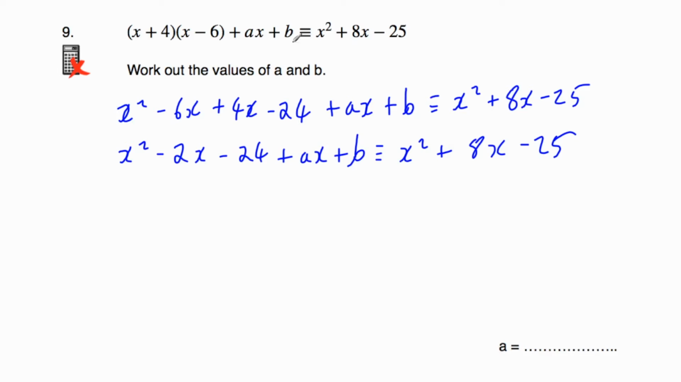So we've expanded our left-hand side and simplified it. Now let's equate our coefficients. I'm not going to bother with x squareds because we've got x squared on the left-hand side and x squared on the right-hand side, and the coefficients are 1 and 1, and 1 equals 1. Fantastic. It doesn't help us find a or b.